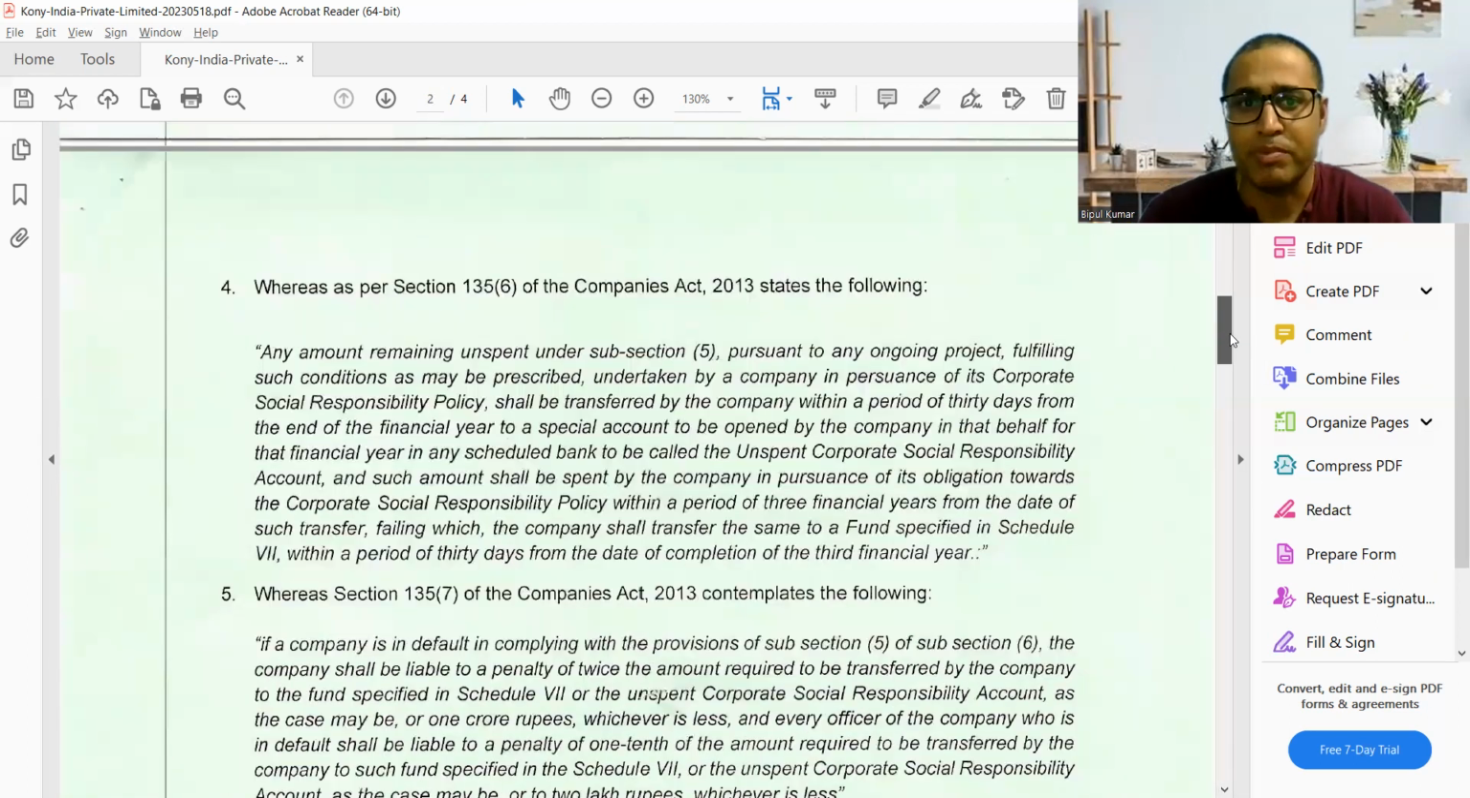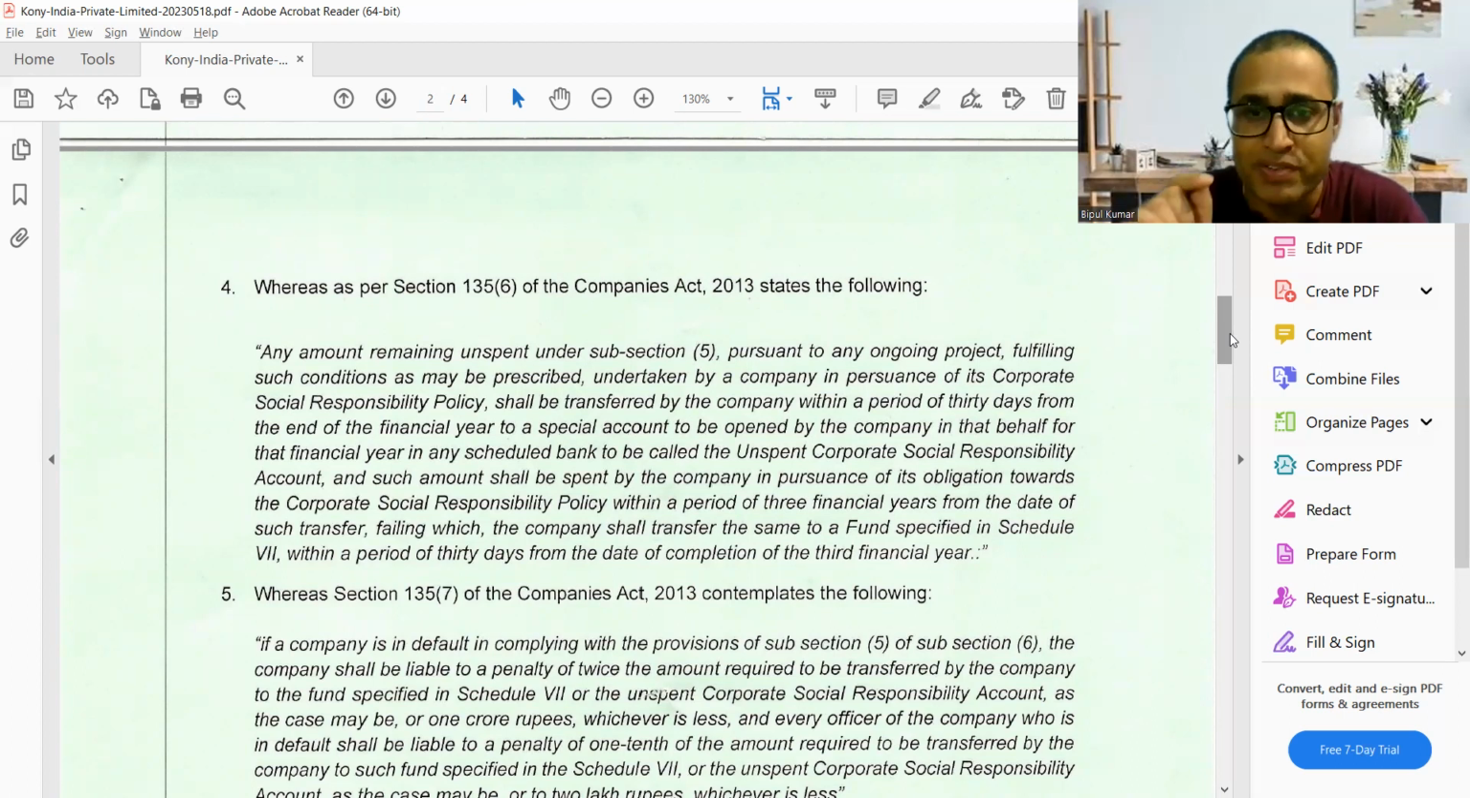Let's see the provision of section 135 subsection 6 of the Companies Act. This section says that an amount remaining unspent on an ongoing project, fulfilling such conditions as prescribed, undertaken by the company in pursuance of its CSR policy, shall be transferred by the company within a period of 30 days from the end of the financial year to a special account to be opened by the company in this behalf for that financial year in any scheduled bank, to be called the unspent CSR account.